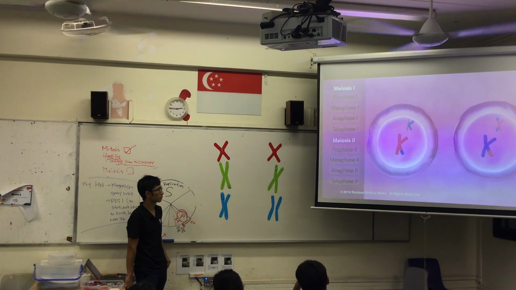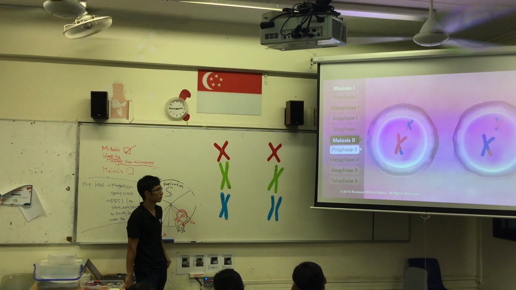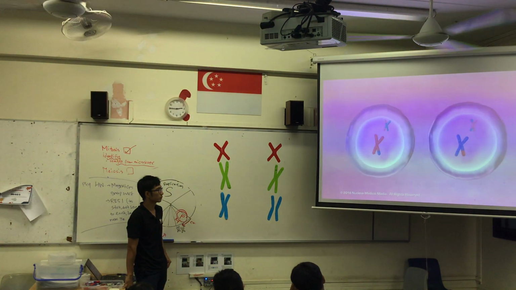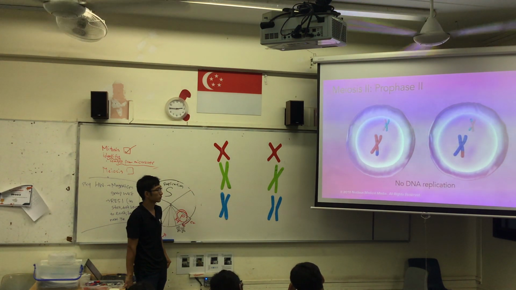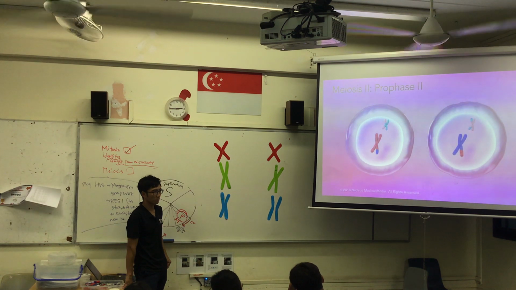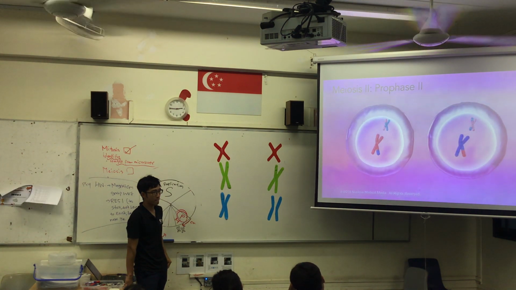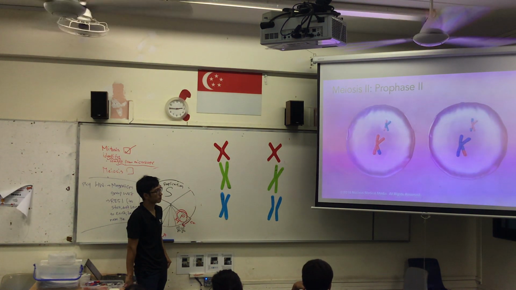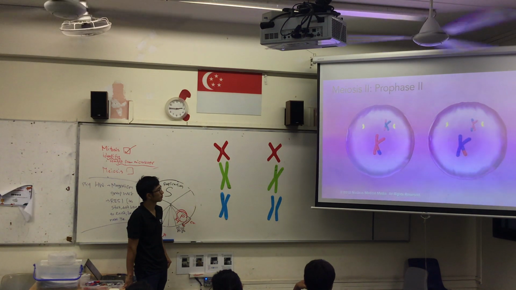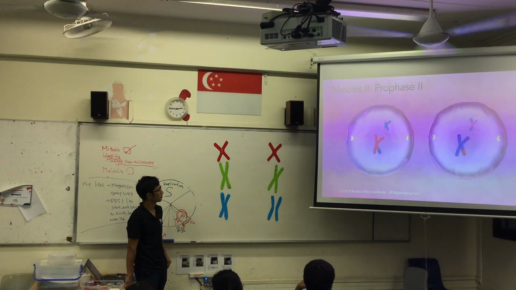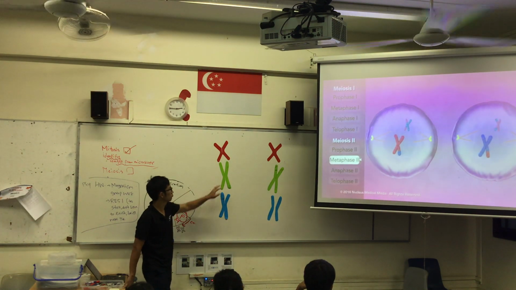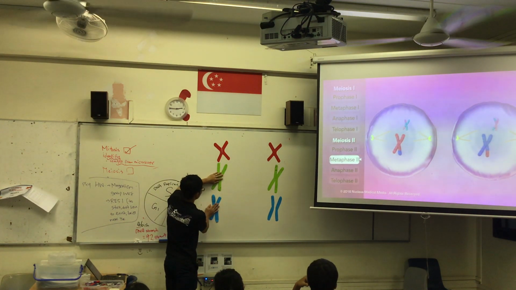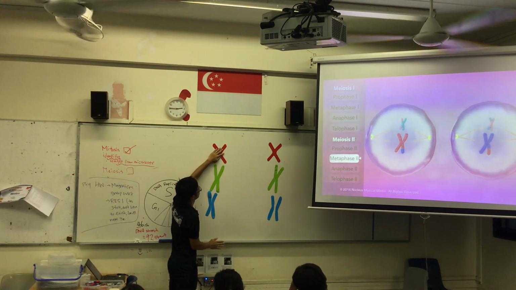Both cells now enter the next stage, meiosis II. However, unlike meiosis I, DNA does not replicate before meiosis II begins. Once again, in prophase 2, the nuclear membrane disappears, and spindle fibers fan out from the two sets of paired centrioles. During metaphase 2, the chromosomes in each cell line up at the equator and attach to spindle fibers from both poles.